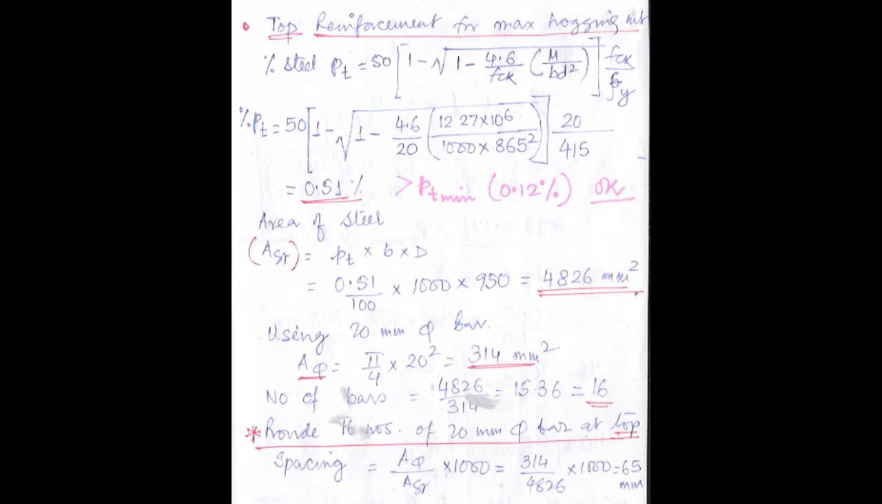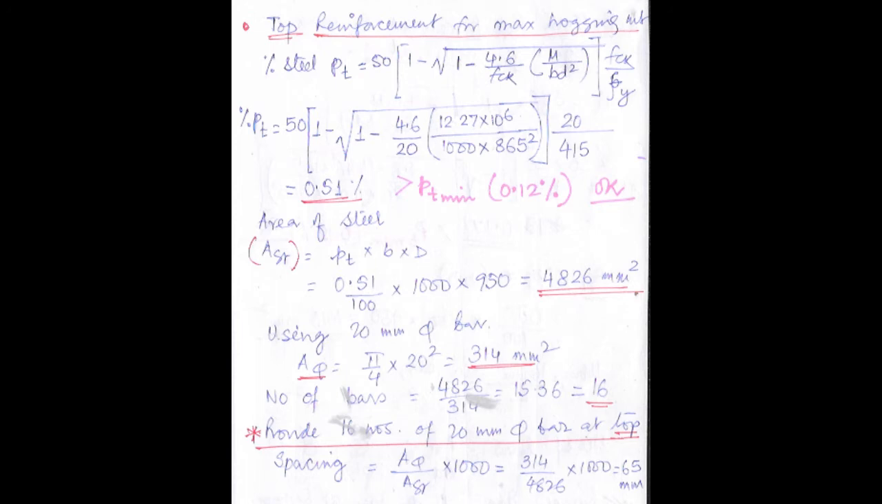fck, you know, that is the M20 concrete, so 20. M is 1227 into 10 raised to 6. B is 1000 and D is 865. fy is what? 415, the steel we are using. That gives us 0.51%. I would request you, please do the calculation so that you can have a practice over here.